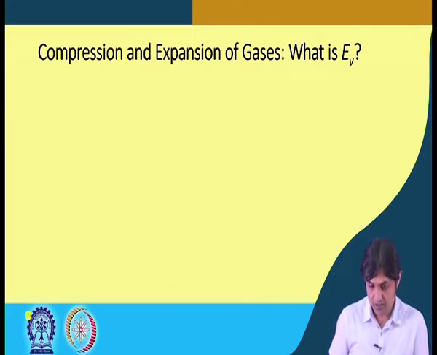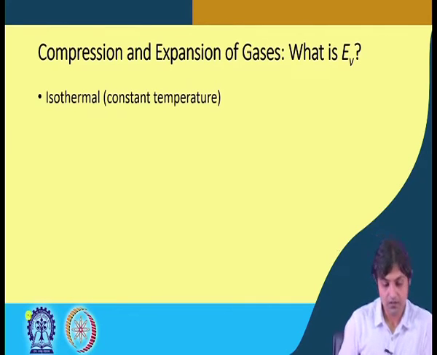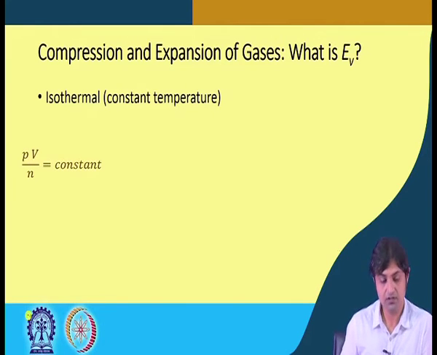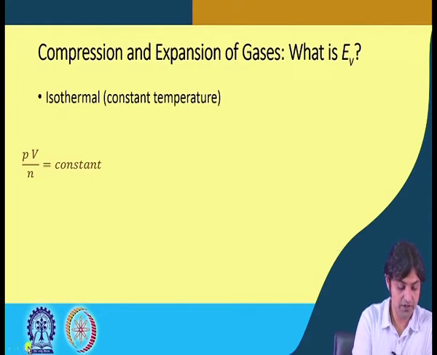So, compression and expansion of gases. One of the phenomena is isothermal, which is constant temperature. So what happens is PV is equal to nRT, that equation we already know.